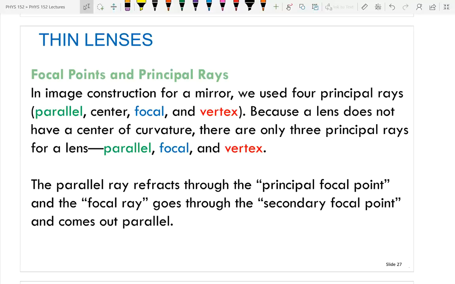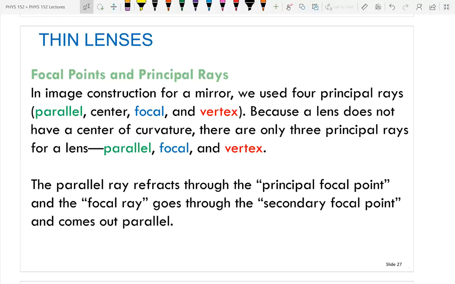I'll give you a clue. I started with parallel light comes in. Where the parallel rays come together is where the focal point is. So that is our first rule for solving a lens problem. If I have a line that is parallel to the principal axis, we'll call that a parallel ray. It's going to refract and go through the focal point.